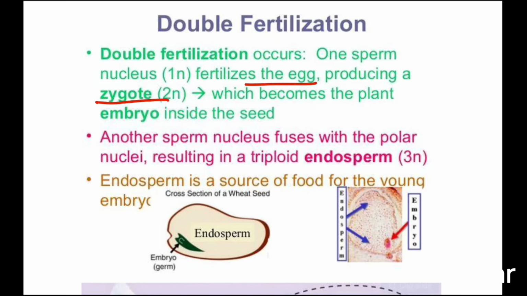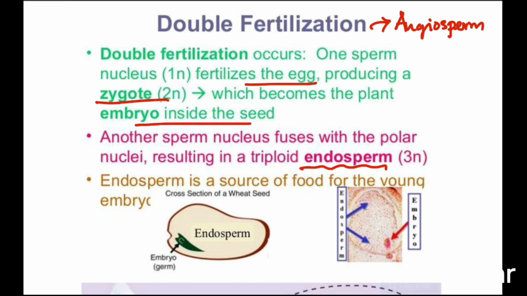The zygote will become the embryo inside the seed. The other male gamete fuses with the secondary nucleus, and it forms a special structure called the endosperm. It is triploid in nature. I told you that you will learn this in detail in higher classes, but just understand that double fertilization occurs only in angiosperms. It is a special phenomenon especially for angiosperms.